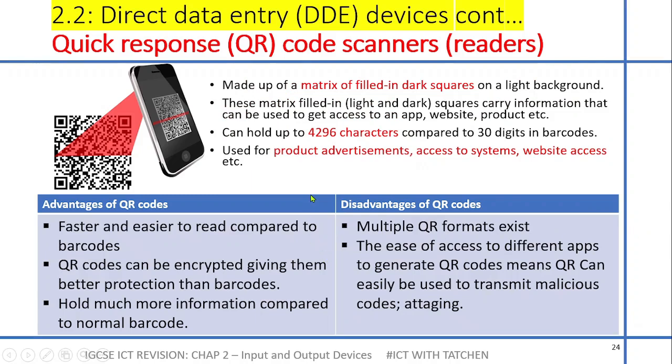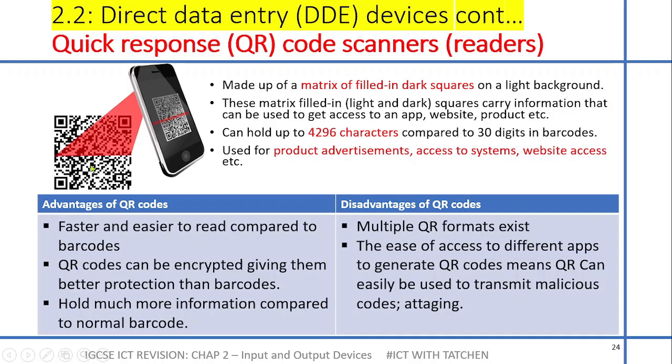Now, the other type of direct data entry device is the quick response code. This one has become very, very common nowadays. Quick response code scanners or readers read a matrix like this. So this is some form of matrix of filled-in dark squares on a light background.